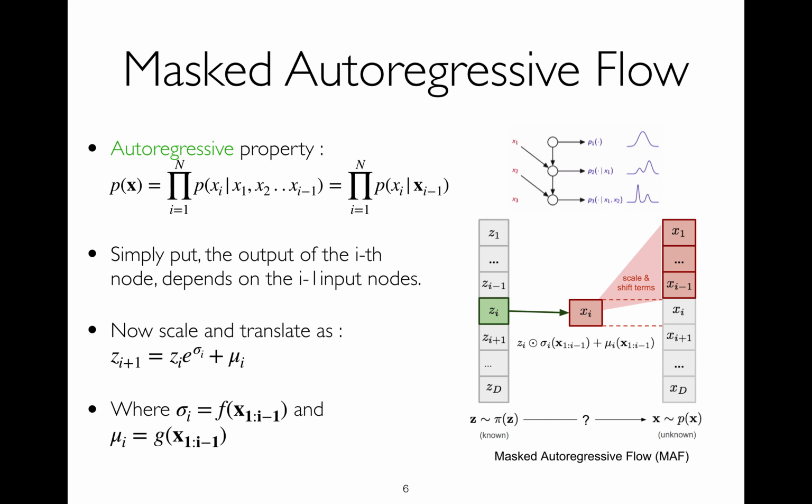So now we move on to autoregressive flows. The autoregressive property basically just says that you can break up a probability distribution and condition on the previous x minus 1 terms. So basically the output of the ith node depends on the previous i minus 1 nodes. So we can scale the ith input by this exponential e to the sigma plus this mean term, where these sigma and mu are functions of the previous inputs. And basically in practice, f and g are fully connected neural networks.